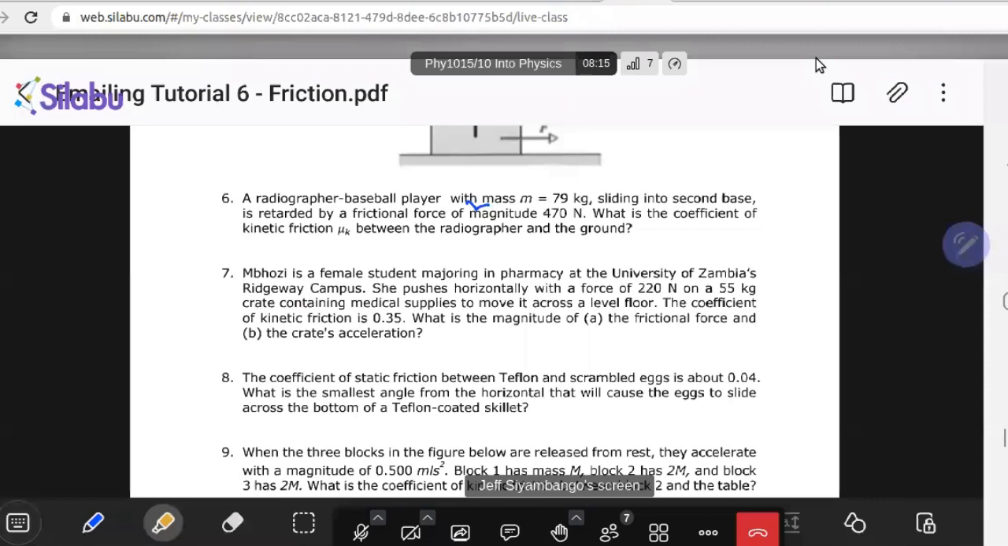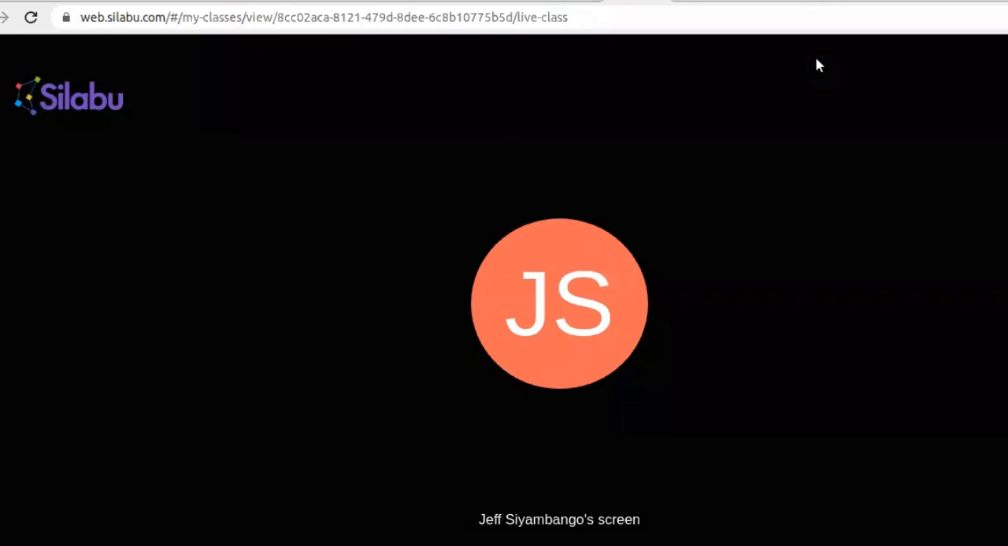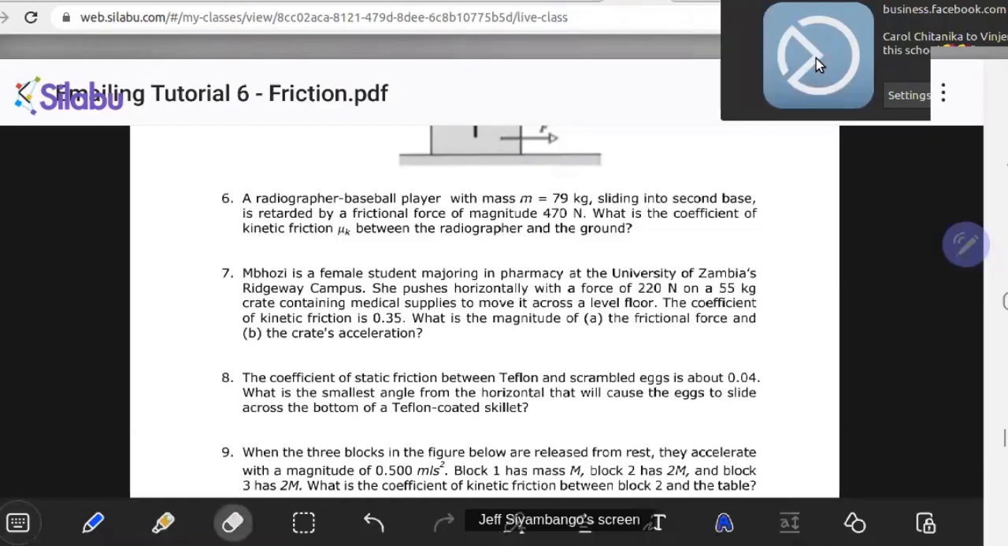Okay, so let's look at question 6. In question 6, the question is saying a baseball player with a given mass, sliding into second base, is retarded by a frictional force of magnitude 470 Newtons. What is the coefficient of kinetic friction between the player and the ground?